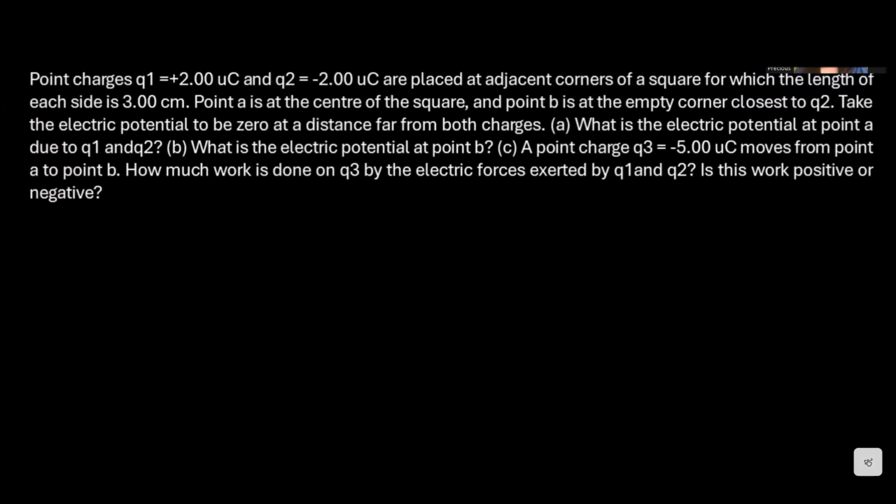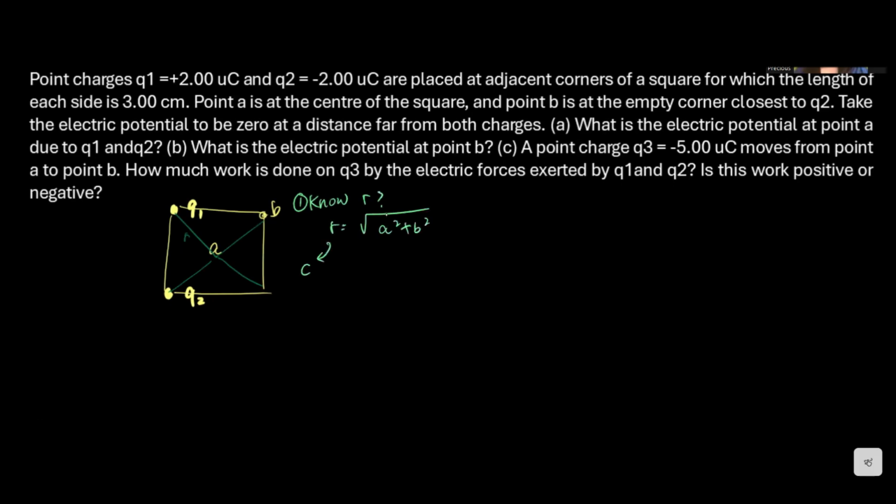Point charges Q1 is equal to positive 2 microcoulombs, which is times 10 raised to negative 6, and Q2 is negative 2 microcoulombs. We have a given length of 3 cm, and as you can see here, we have a diagram that is square. Now, what's the electric potential at point A due to Q1 and Q2, and what's the electric potential at point B? And let us see. A point charge Q3 is moved from point A to point B.